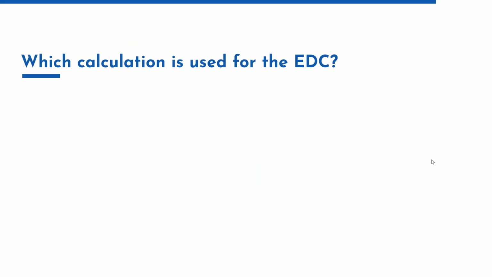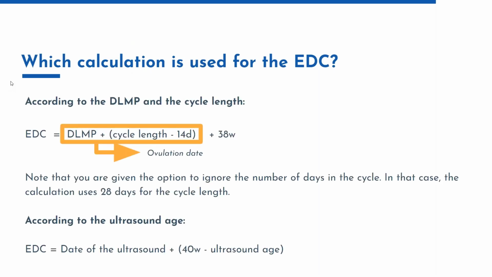Which calculation is used for the estimated due date? So there are two calculations we use. There's the first one for the due date based on date of last menstrual period and cycle length. So for that due date, what we do is we take the date of last menstrual period and we add to that the cycle length minus 14 days. So that's the ovulation date. And from then we add 38 weeks. And from that, we get the estimated due date.